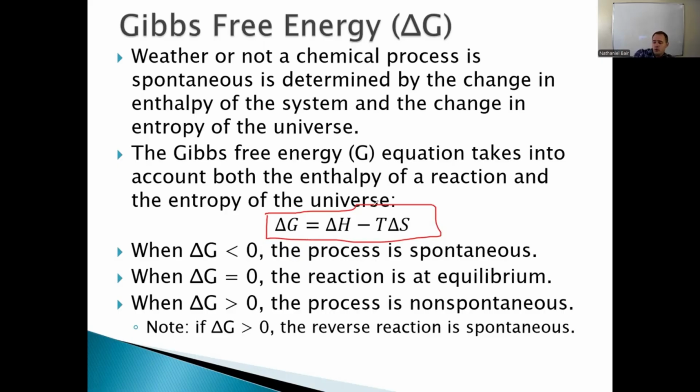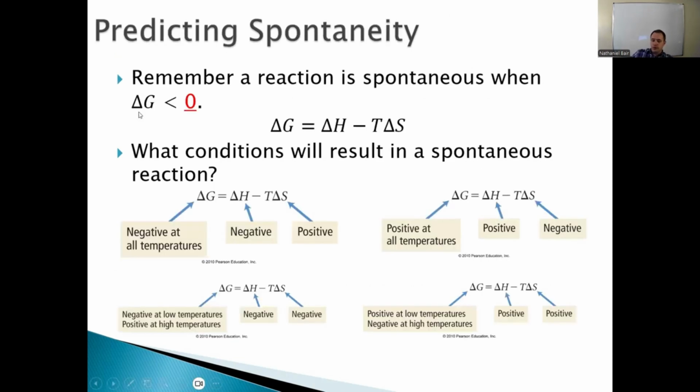Now, this is where I was saying you got to watch out for the units. This guy's in kilojoules. So remember the S value is in joules, so I would divide that number by 1,000 before you plug it into that equation. Okay, so the change in free energy, the spontaneity of the reaction, is equal to the enthalpy minus the temperature times the entropy. Cool. This is going to give us four scenarios. And so that equation is the most important equation of this chapter.